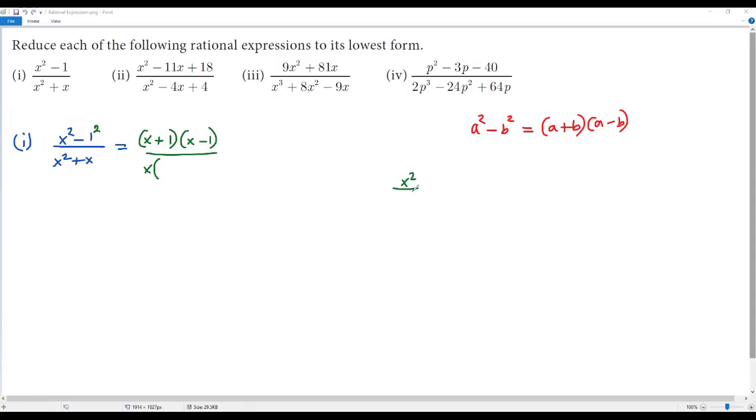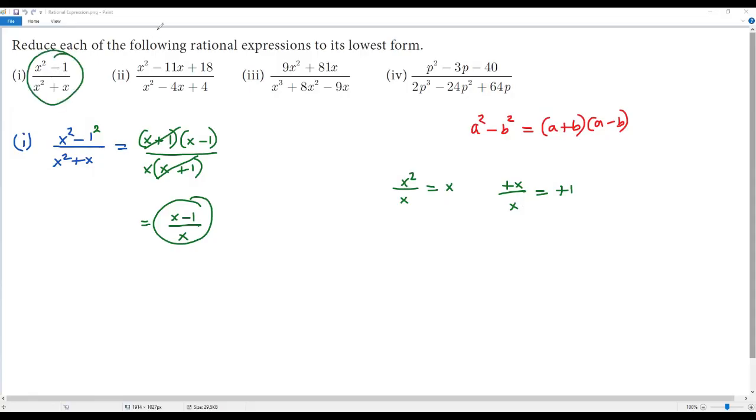Okay, let me divide the first term x square by the one I factored out, that is x. When I divide x square by x, I'm just getting x. Now let me divide this positive x by the one I factored out, that is x. Positive x divided by x is just positive 1. Let me write over here. Now let's cross out the common factor we find in numerator and denominator, that is x plus 1. Then we get x minus 1 over x. So this is the lowest form of the rational expression we have in part 1.